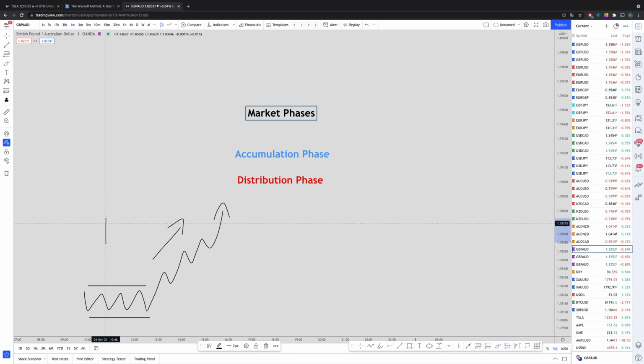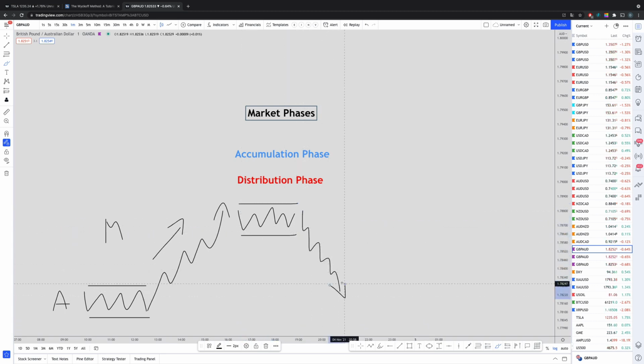So this is the markup phase. This here is the accumulation phase. And then after the price went that crazy to the upside, it will start again kind of a range, and then it will create that distribution phase, which will lead into a markdown phase. Okay, so markdown and markup phase.